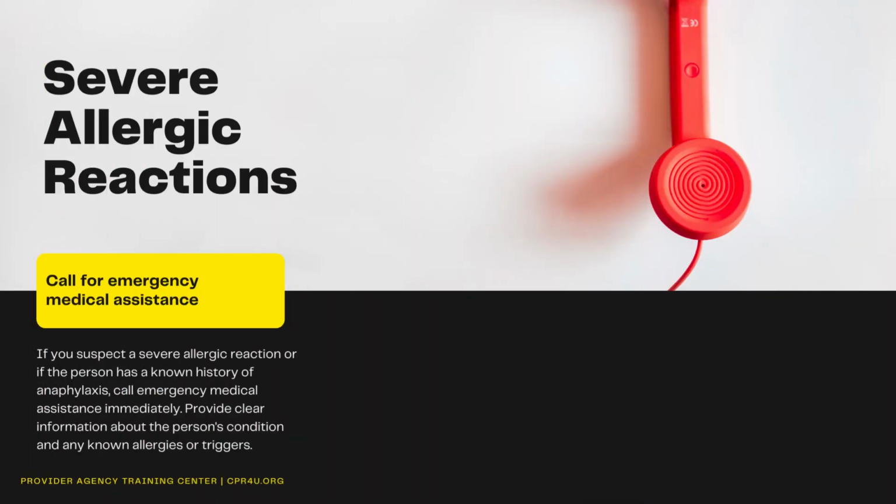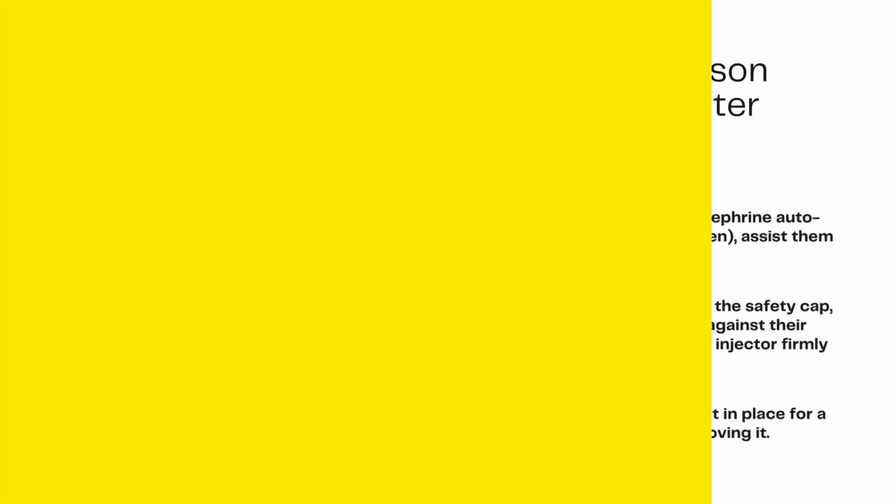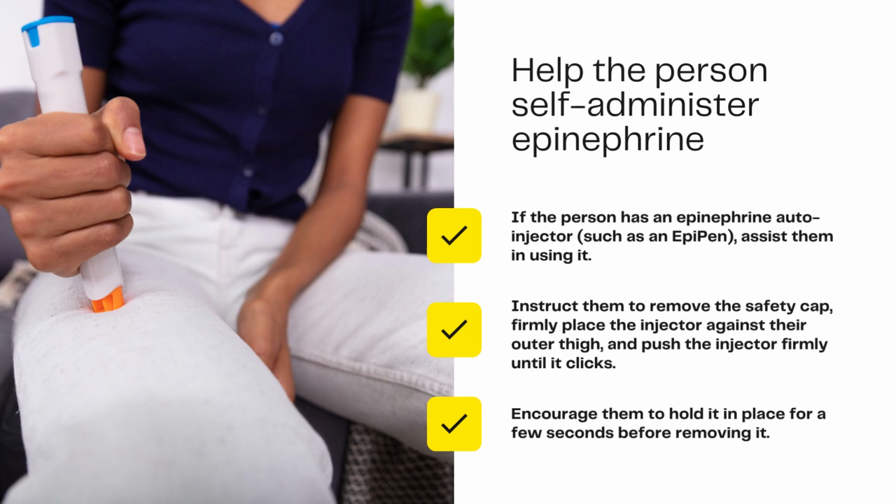If you suspect a severe allergic reaction or if the person has a known history of anaphylaxis, call emergency medical assistance immediately. Provide clear information about the person's condition and any known allergies or triggers. If the person has an epinephrine auto-injector, such as an EpiPen, assist them in using it. Instruct them to remove the safety cap, firmly place the injector against their outer thigh, and push the injector firmly until it clicks. Encourage them to hold it in place for a few seconds before removing it.